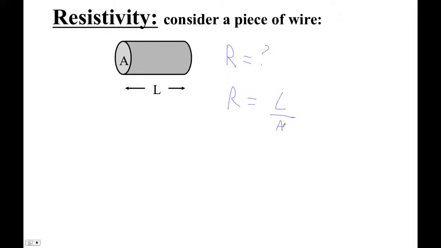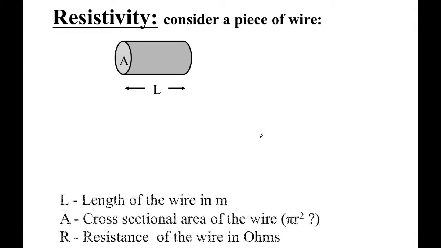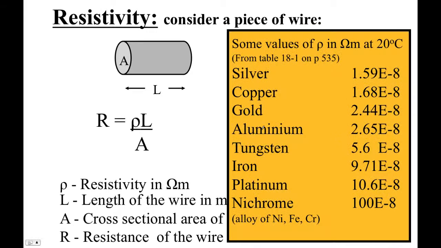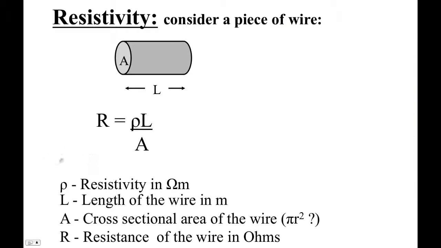So a simple formula would be like that, and then we just need a constant to make it all work. So what we do is this. Okay, so this is our formula. This is the resistance of the wire. The longer the wire is, the bigger the resistance. The bigger the area, the less the resistance. And then the resistivity is a constant that makes this all work.